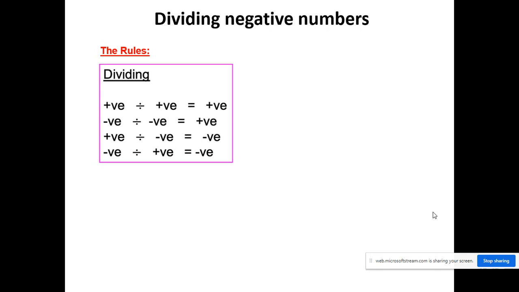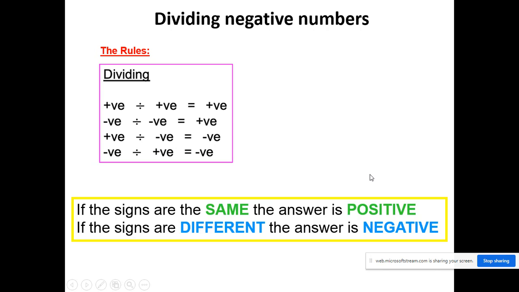The third rule is a positive divided by a negative will give me a negative answer. And then my fourth and final rule is a negative divided by a positive will give me a negative answer as well. Okay, make sure you copy this down. All right, let's look at a few examples.